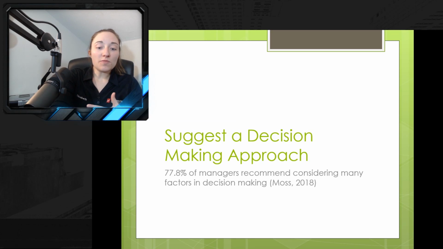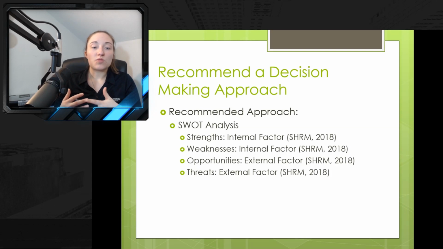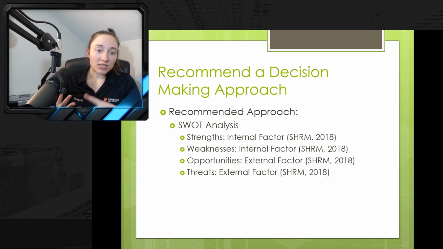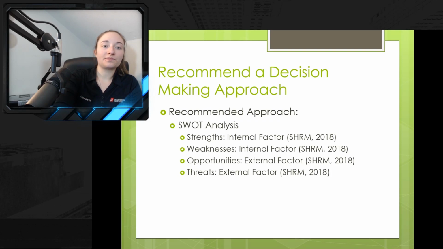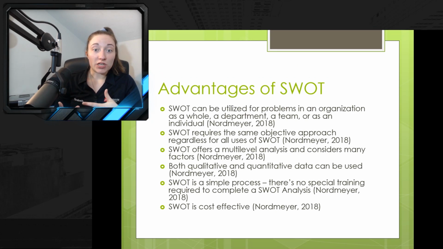So when you make decisions, you can't just consider one factor, which is why I'm recommending a SWOT analysis. Schern defines SWOT analysis as strengths, weaknesses, opportunities, and threats. Your strengths and weaknesses are internal factors, and your threats and opportunities are going to be external factors to an organization. I'm going to discuss some of the advantages and disadvantages of using a SWOT analysis.